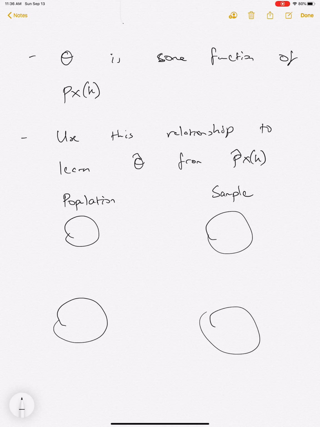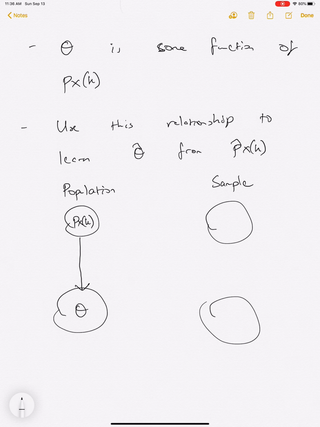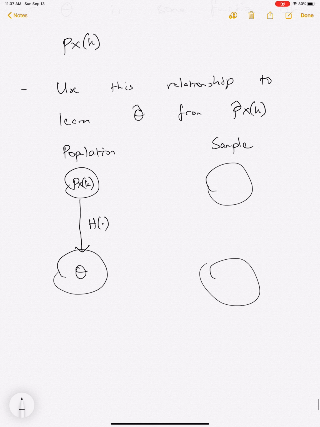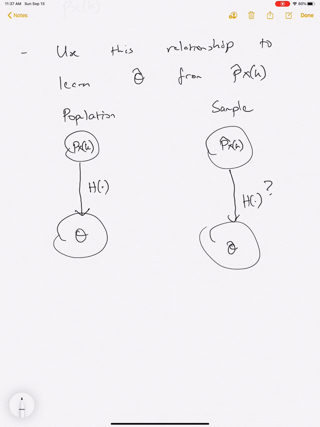But you have your px of k here, and then you have your theta here. And then you know this relationship between theta and px of k. We're going to see what that is. Let's call this some function h. And then in our sample, what we want to do is go from this sample PMF to this theta hat, so we want to guess what that is. What if you just use the same h again here? That's essentially what we're going to use, and that's going to allow us to complete this loop of trying to get an estimate theta hat, which tells us about theta.